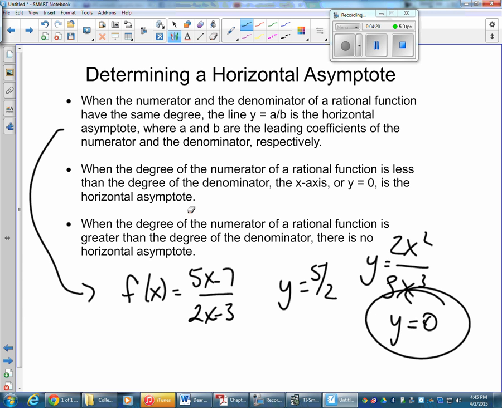And the last rule is the degree of the numerator is greater than the degree of the denominator, there is none. So if I had an x cubed on the top and an x squared on the bottom, there would be no horizontal asymptote because this degree is larger than that degree.